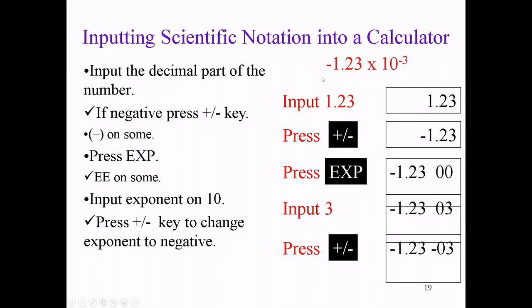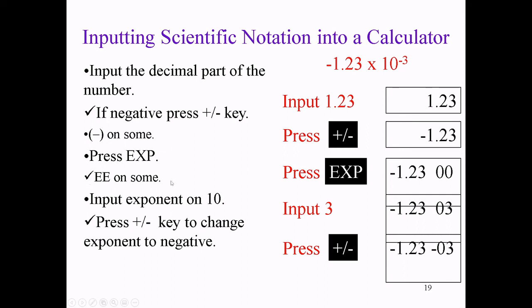And although if you just put in the decimal, it's going to take it as a positive initially. So it's only really if you have a negative that you need to press that button. So once we have this decimal part, we need to then tell it that we're going to add on our exponential part. And usually there's a button for that, and it says EXP for exponent, or it says EE, which stands for exponentially expressed.